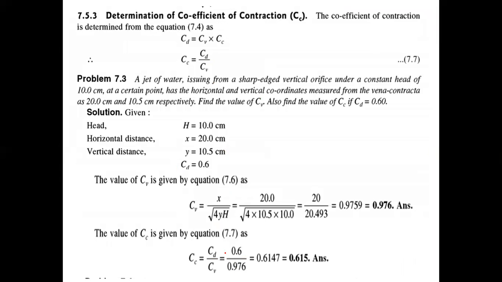The coefficient of contraction is determined from equation 7.4. CD is equal to CV into CC. Therefore, the coefficient of contraction CC is equal to CD by CV.